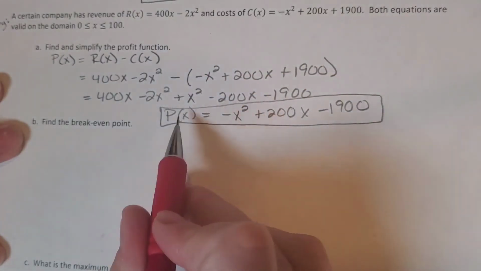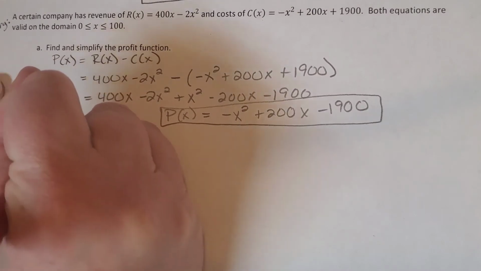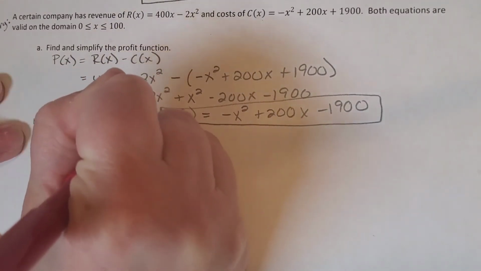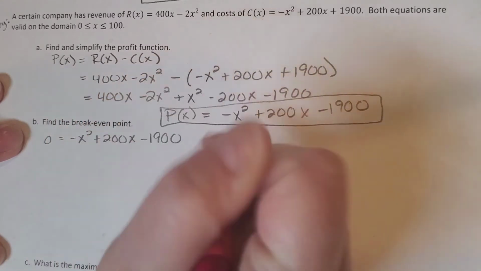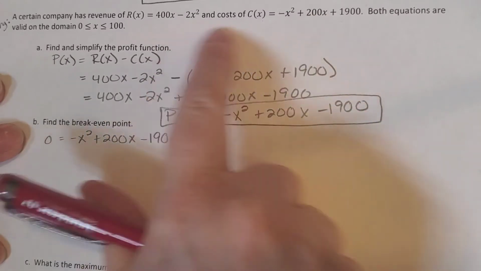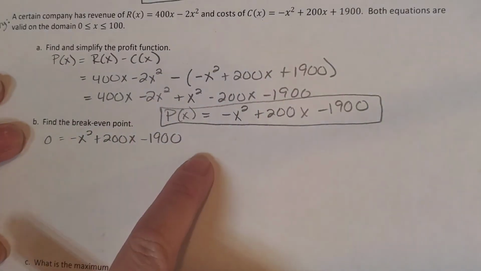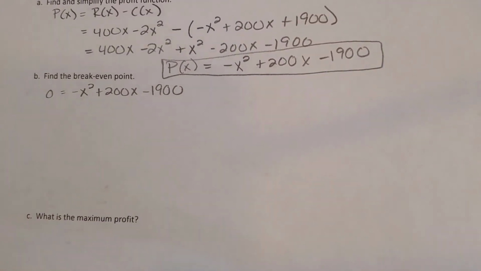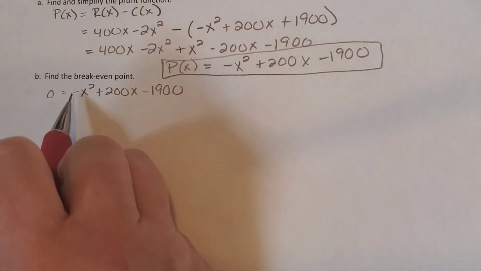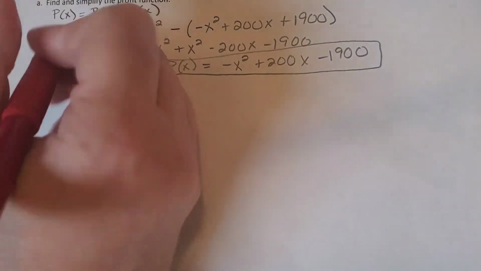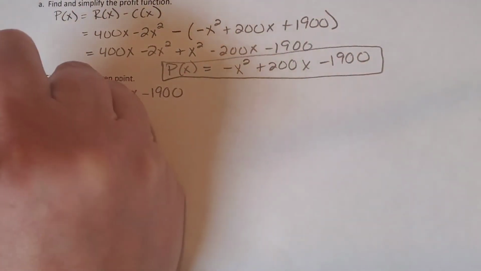So if we set our profit function equal to 0, we have 0 is equal to the negative x squared plus 200x minus 1900. Notice if you had set your revenue function equal to your cost function, the first thing you're going to do is get it equal to 0, and it's going to end up looking like this. Now we can either solve by factoring or using the quadratic formula. If we're going to try to factor, we probably want this to be a positive x squared. So again, multiply through by a negative or divide by a negative or move everything to the left.